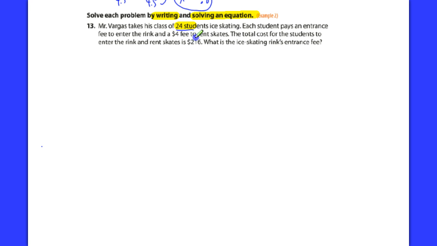I'm going to get my highlighter back out. 24 students. Each student pays an entrance fee to enter that rink and a $4 fee to rent skates. The total cost for the students to enter is $216. What is the ice skating rink's entrance fee? So I've highlighted our key things here. We always want to begin with, when I'm finished with this question, what will I have found? I will have found the ice skating rink's entrance fee.